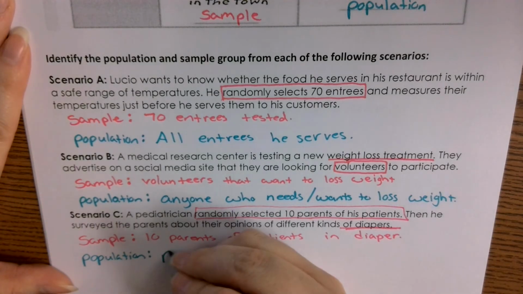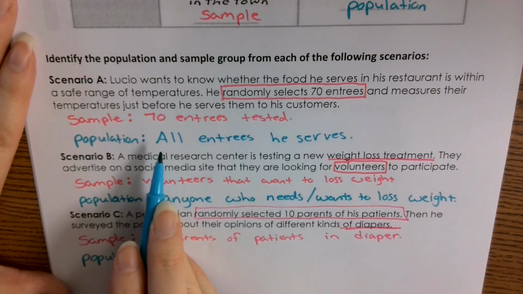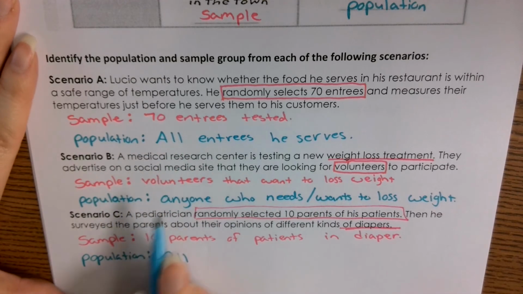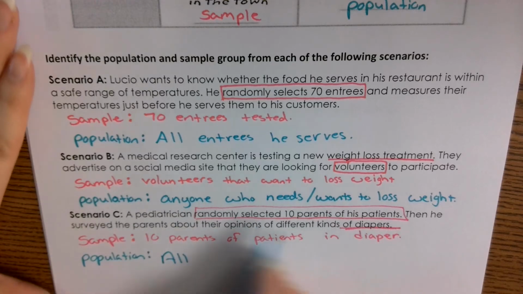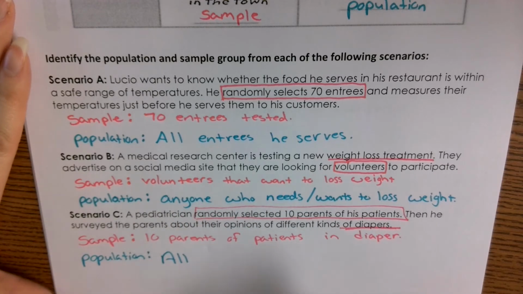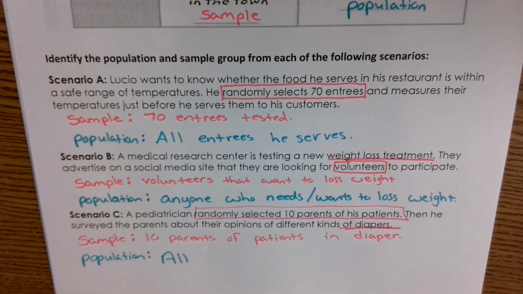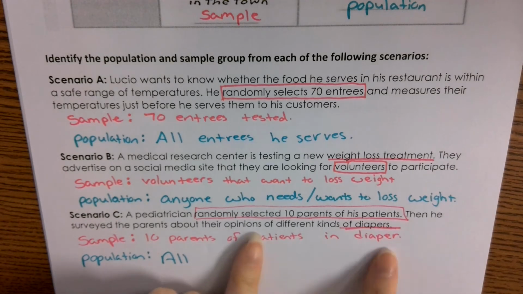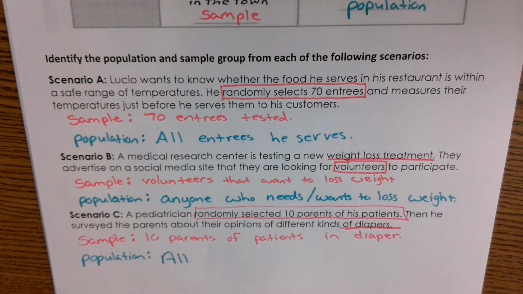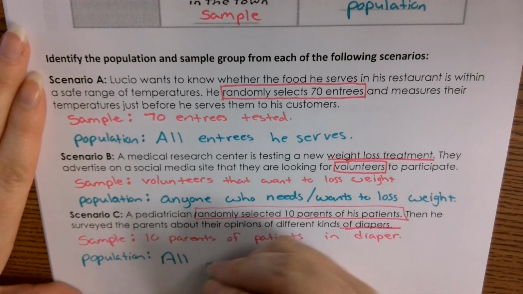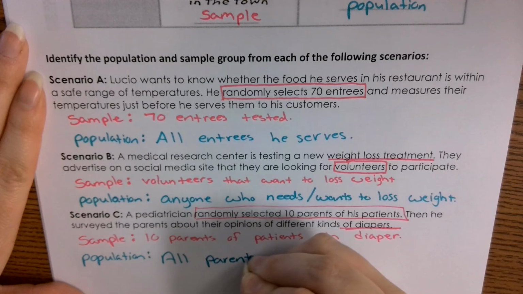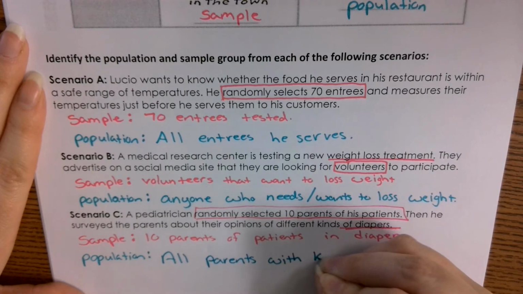Okay? Notice, guys, population, all entrees. Population, anyone or all people. You can even say all people who need to lose weight or want to lose weight. Population, all the parents who have children in diapers. Your population is everybody that has something specific here. Whatever your sample is looking for, it's everybody who is a part of that kind of thing for the population. All parents with kids in diapers.